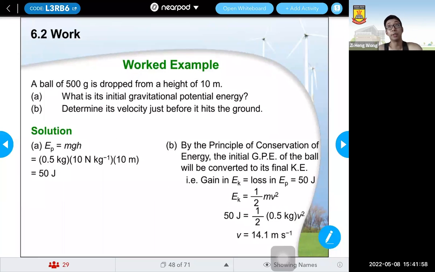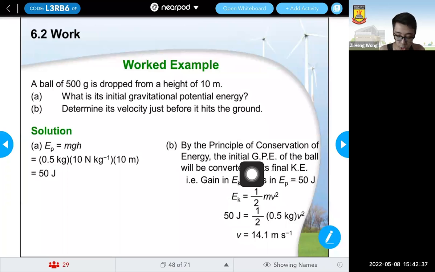So this is the first example where it gets slightly harder. So let's take a look together. We have a 500 grams ball dropped from a height of 10 meters. What is the initial GPE? So I think it's quite straightforward. GPE is just mgh. M, 500 grams is 0.5 kg. G is 10 Newton per kg. H is 10 meters. So for 0.5 times 10 times 10, you get 50 joules. So this is the initial GPE of the ball at 10 meters. So determine the velocity just before it hits the ground. So basically, it's just asking you to calculate what is the velocity at the end.